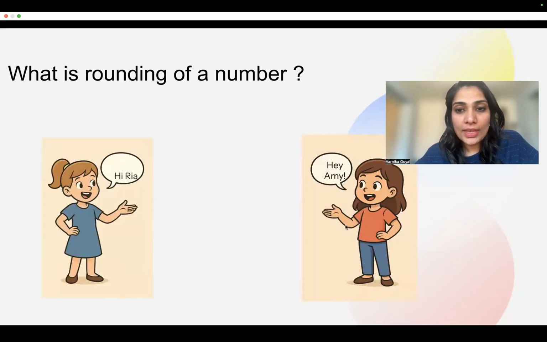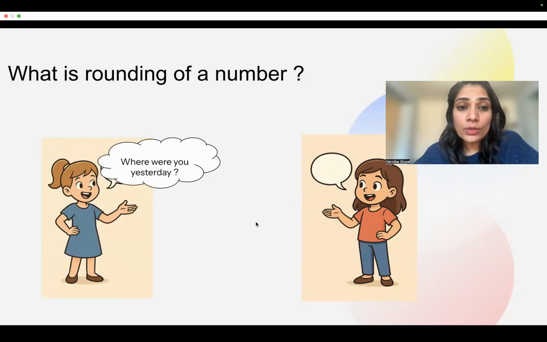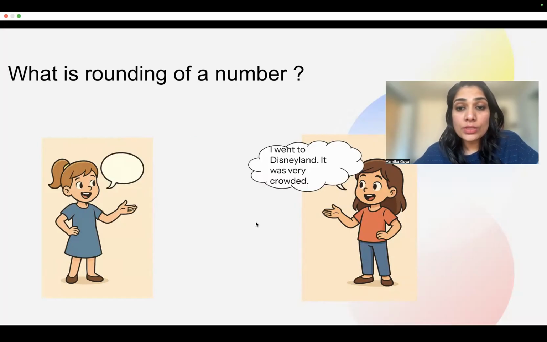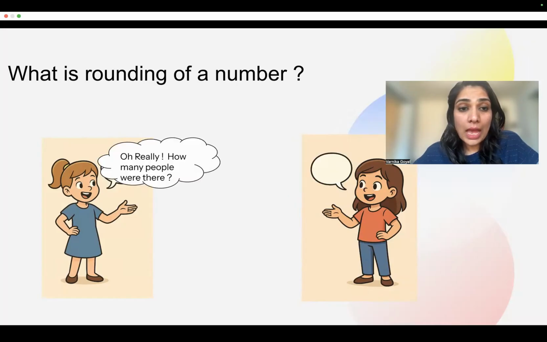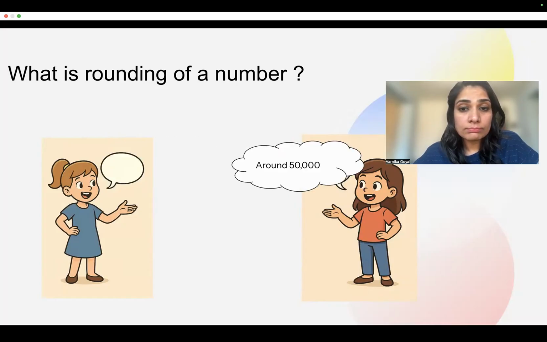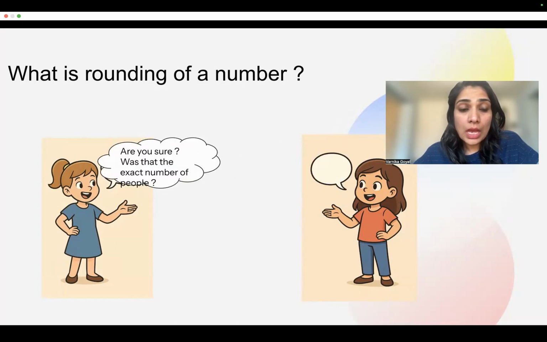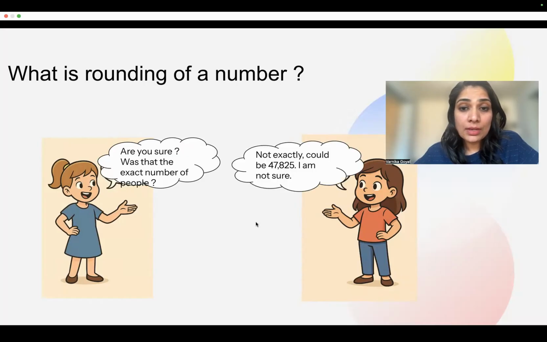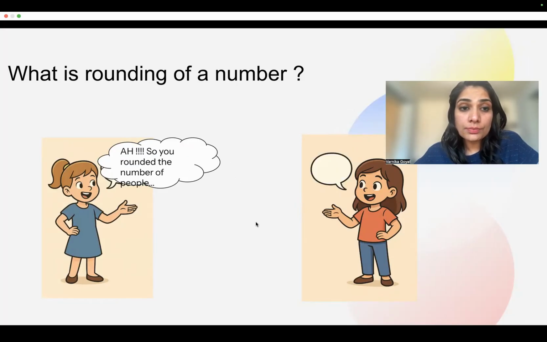Hi Ria. Hey Yami. Where were you yesterday? I went to Disneyland. It was very crowded. Oh really? How many people were there? Oh, around 50,000. Are you sure? Was that the exact number of people? Not exactly. Could be 47,825. I'm not sure. So you rounded the number of people.